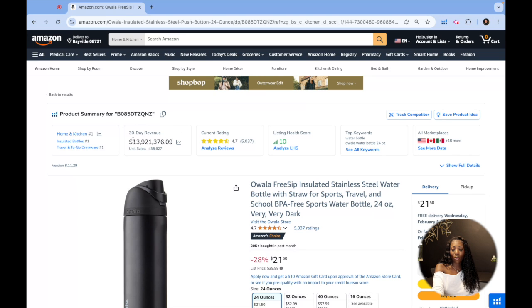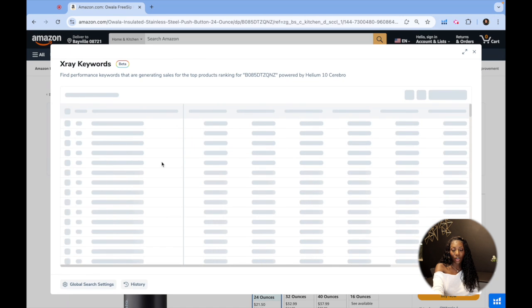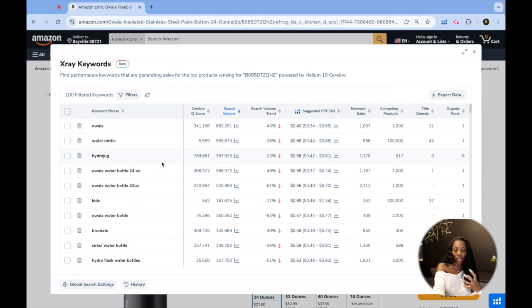It looks like they probably, when they place an order with their supplier, are ordering 1 million units of this product, which is so large of a number. It's very hard for me to even wrap my mind around it. It also tells you what some of the top keywords are for this product. So water bottle obviously would be the main keyword. We've got Owala water bottle, 24 ounce. If we click on it, we can see other top keywords that are related to this product. And when I say keywords, I mean the words that people use to search for this product. So very good information to have.